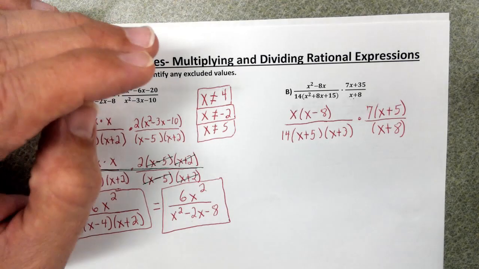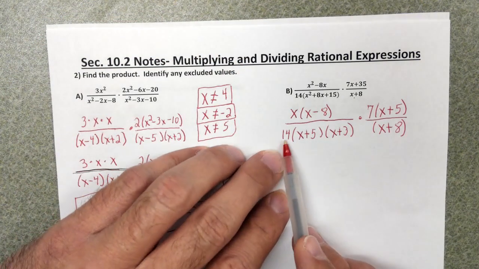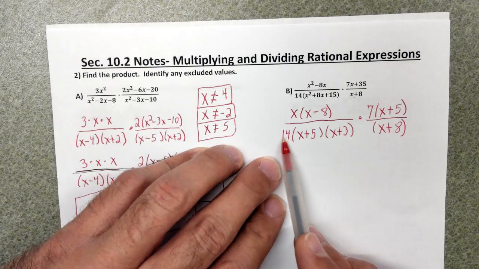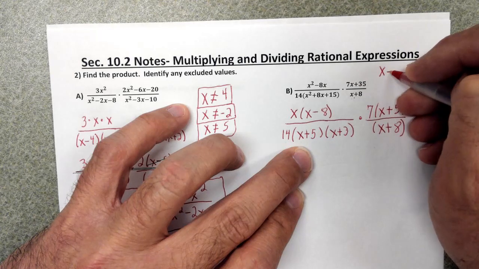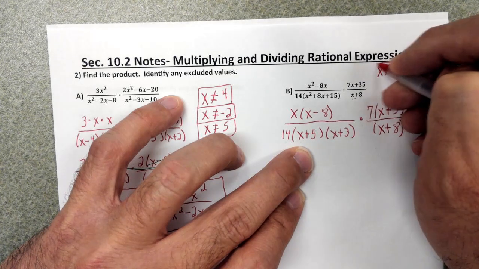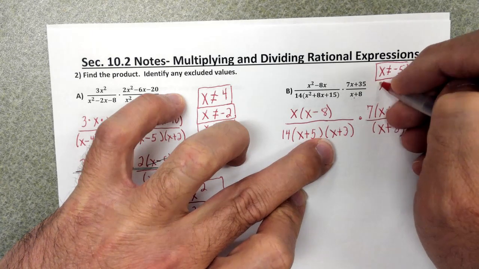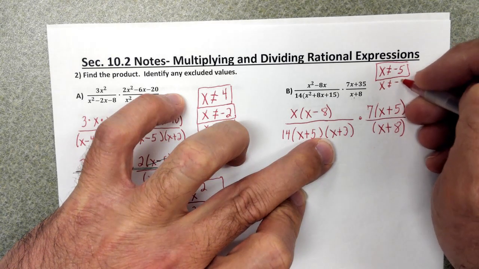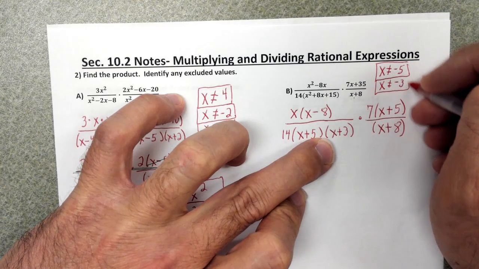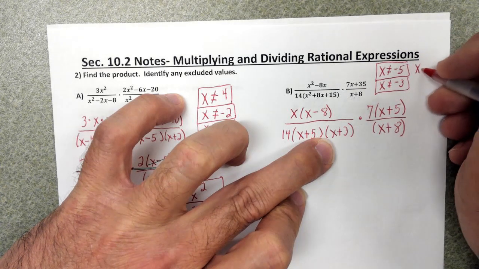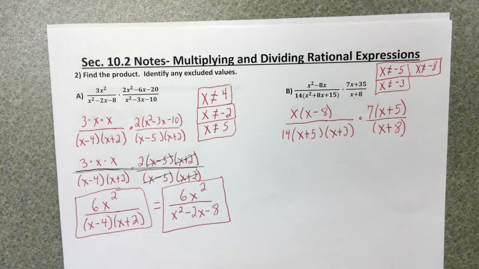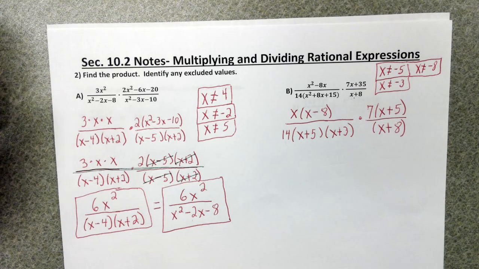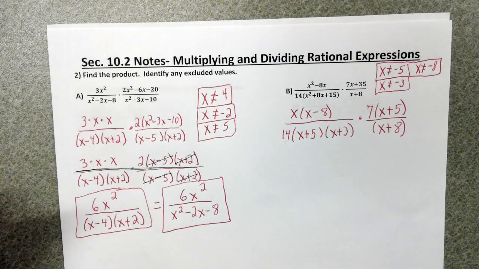All right, go ahead and account for our excluded values. The 14 does not have an x on it, so nothing to worry about there. The x plus 5, the excluded value would be negative 5. The x plus 3, the excluded value would be negative 3. And then the x plus 8, the excluded value would be negative 8. So make sure you account for all of those excluded values. Anything that makes the denominator 0 will be undefined. So account for those, because when we start solving, you have to account for those as well. So now that we've done that, we're going to look at it as one large fraction.